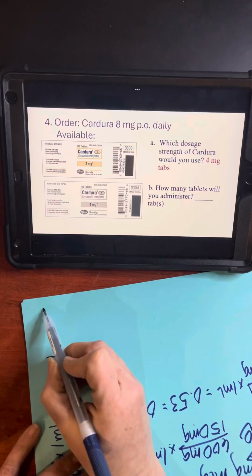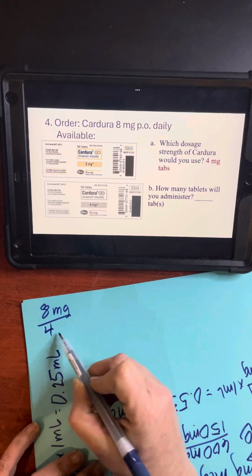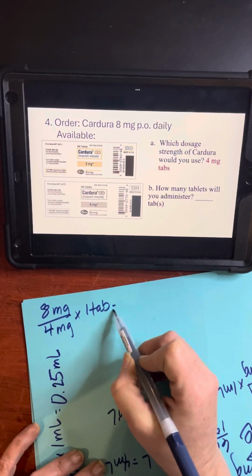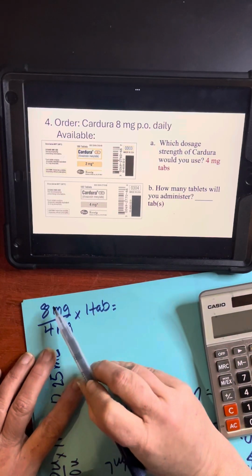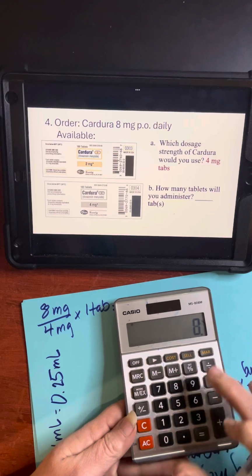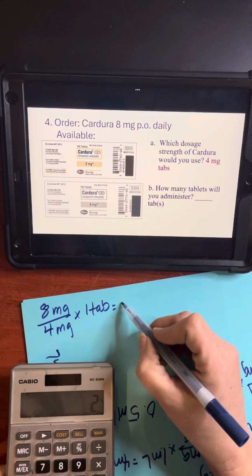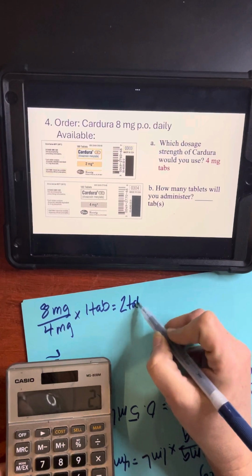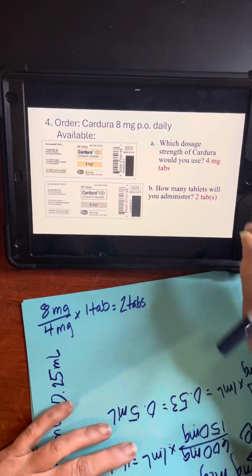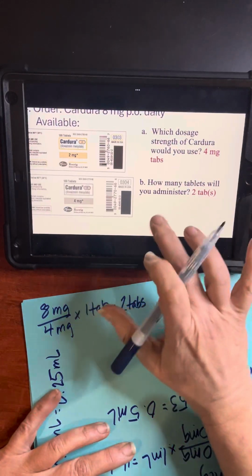So what he wants is 8 milligrams. What we have is 4 milligrams per 1 tab. And then we're going to do the math. This divided by that times 1. Okay, 8 divided by 4 equals 2, and we're going to give the man 2 tablets. Look, sure enough. Saved another one. Yay.